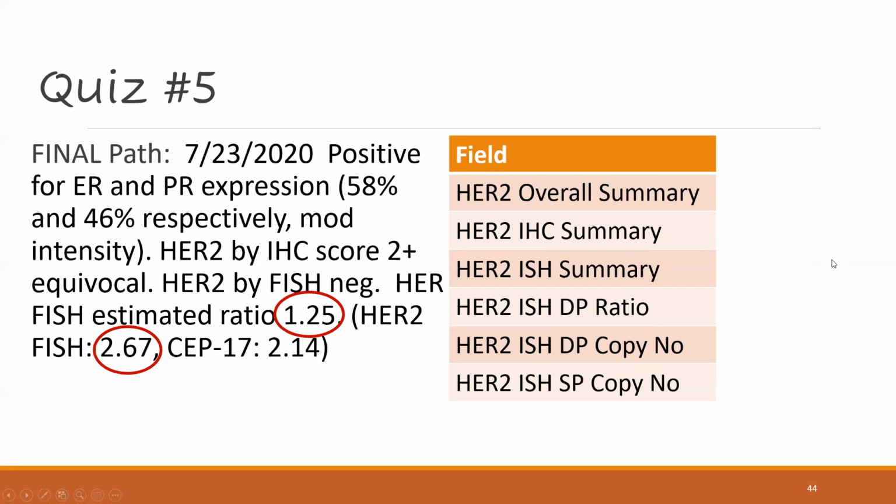So the HER2 overall summary, the HER2 by FISH was negative. The IHC summary was equivocal. That's why they did the FISH. The FISH was negative. And then we need the ratio, which is 1.2. We're not going to round. The dual probe copy number: the HER2 FISH 2.6, I would say, is the copy number. Again, we're not going to round it. We're going to drop that 100th digit.